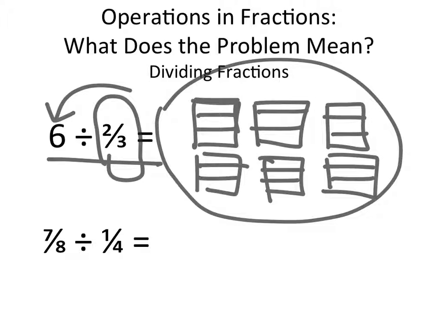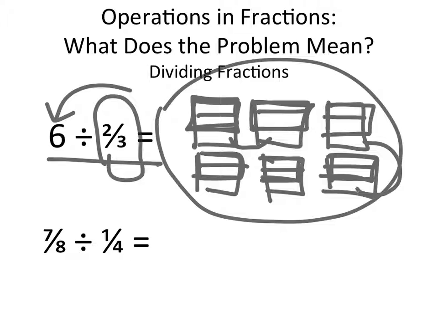So if we look for 2/3, there's 1 2/3, 2, 3, 4, 5, 6. If we put this one and this one together, we get another 2/3, that's 7. If we put this one and this one together, we get another, that's 8. And if we put this one and this one together, that's another, so that's 9. So the question is, how many pieces this size can we get out of our 6 wholes? And the answer is 9.